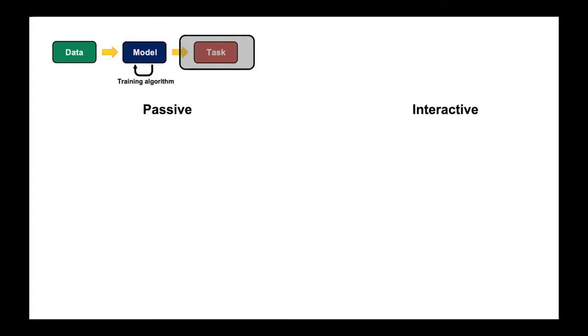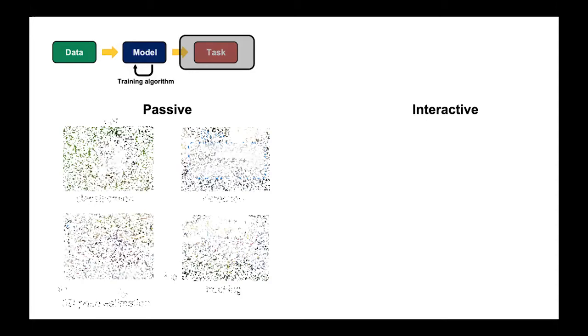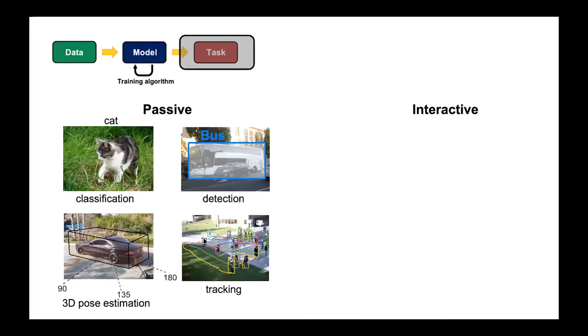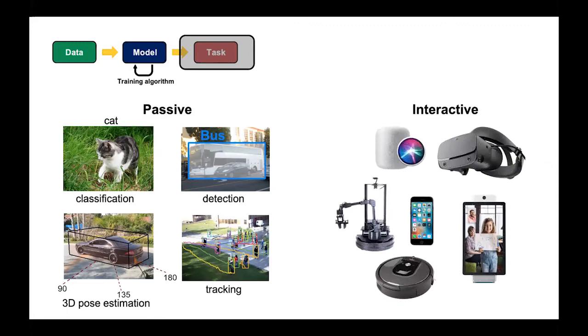Okay, and the tasks. Most of the tasks that we address in computer vision are passive tasks, meaning that there's a fixed training data, there's a fixed test data, and these are tasks like classification, detection, pose estimation, and so on. But in reality, we have these interactive tasks. We receive streams of data, and at every second we encounter new situations, and we need to make decisions about the new data that we encounter.